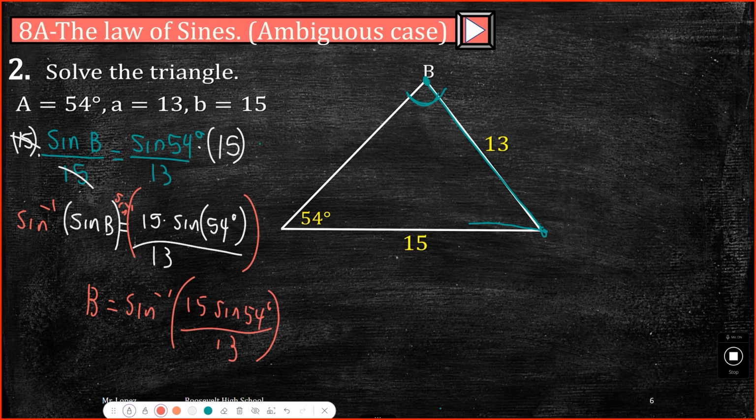Then you're going to go ahead and do, hopefully it works, 15. Let's see if all at once it works. 15 times what? Sine 54, the actual regular sine 54? Divide it, close it, and then divide it by 13, and close it again. What are you getting?